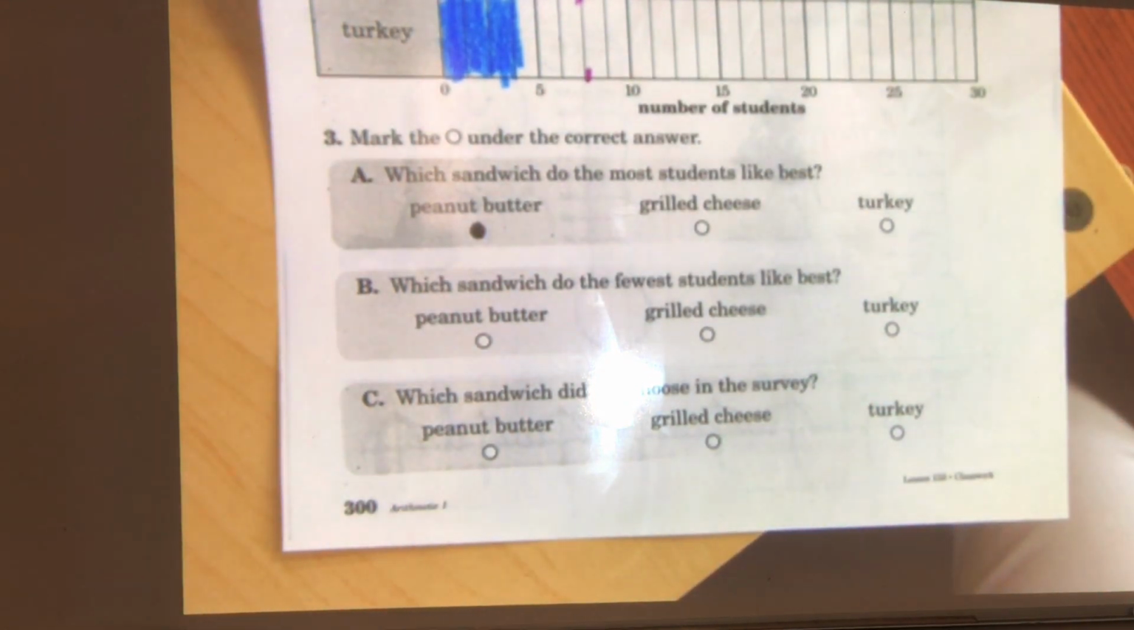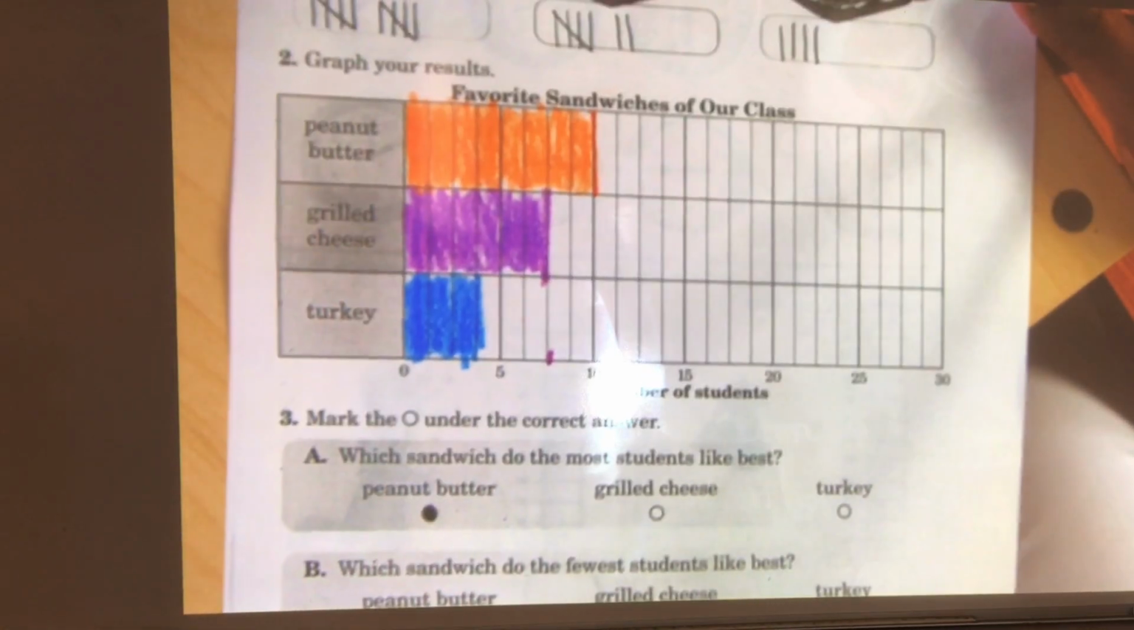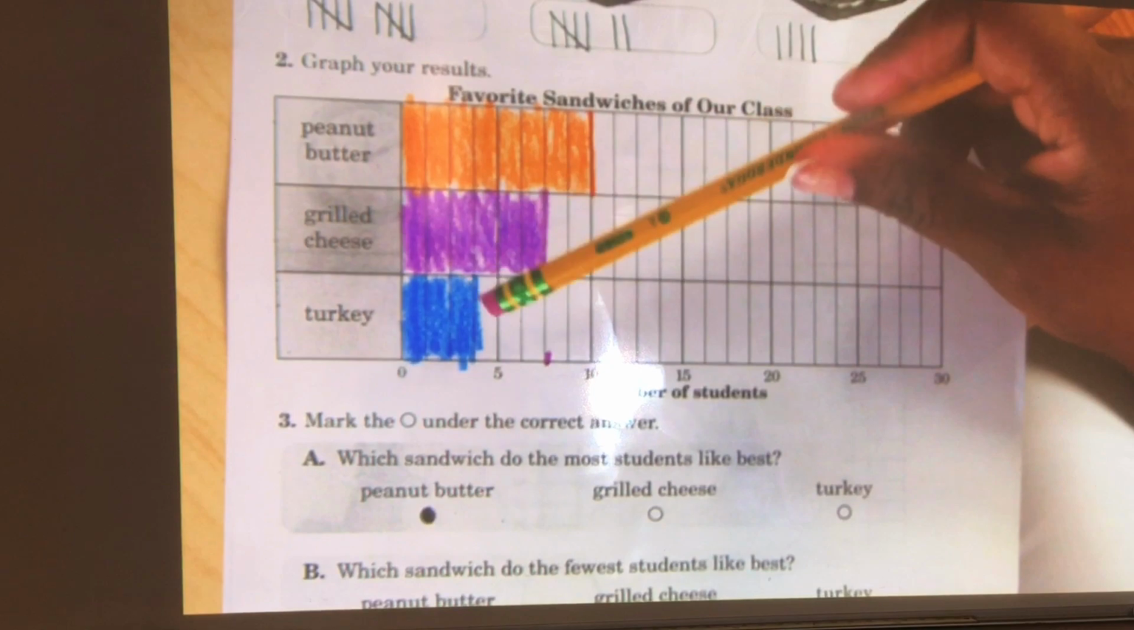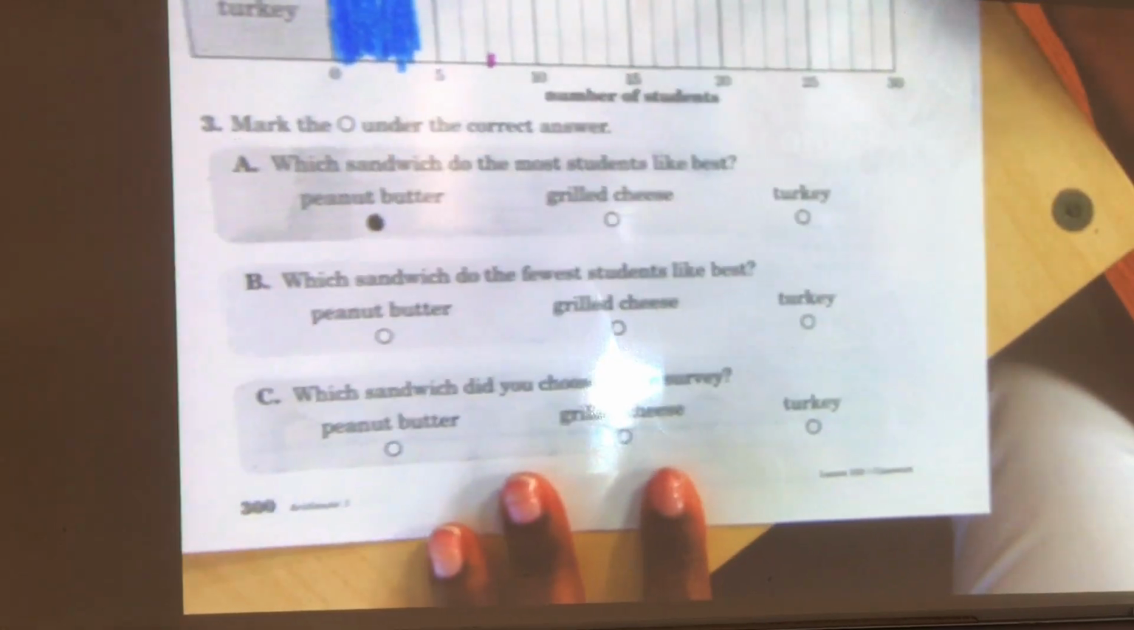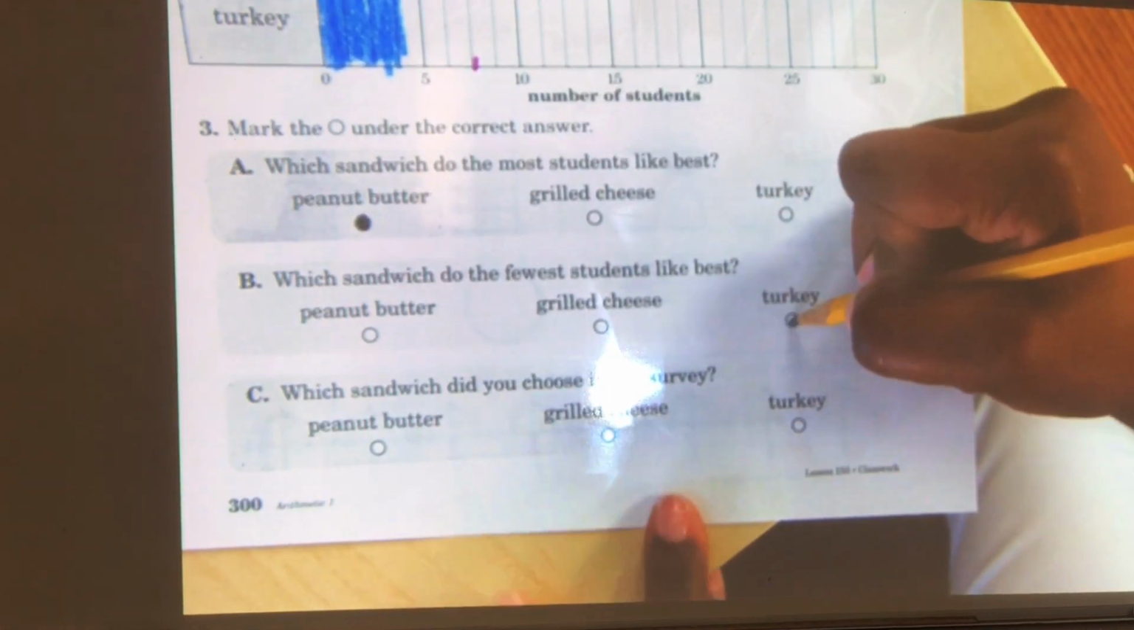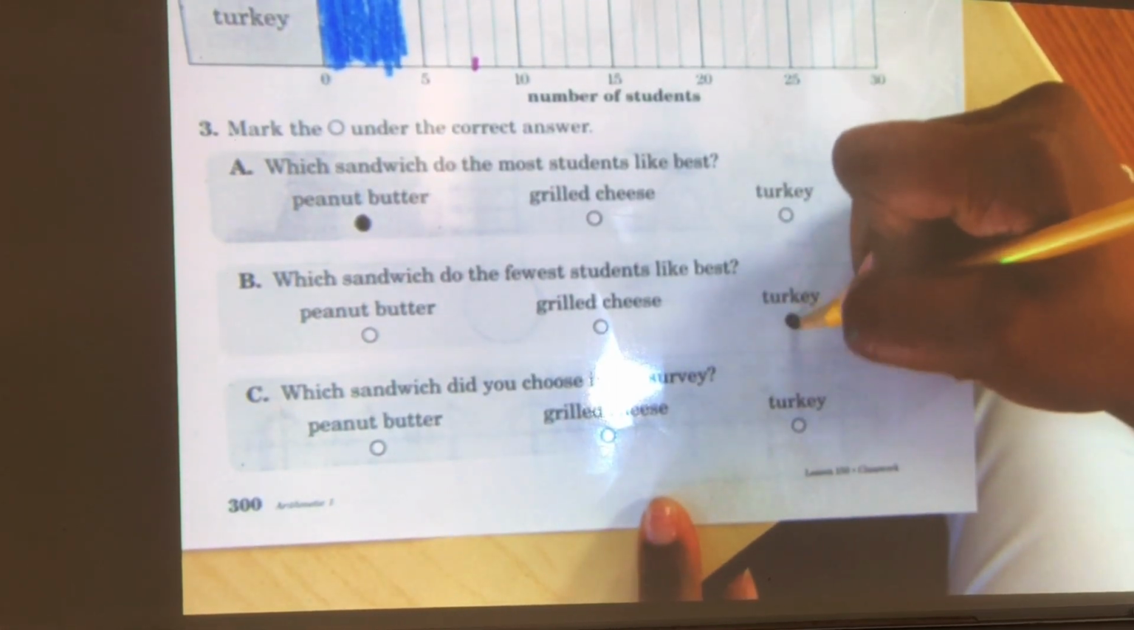Now B, which sandwich do the fewest students like best? The fewest amount. Turkey is the fewest amount. Only 4 students like turkey. So I'm going to fill in the space for turkey.